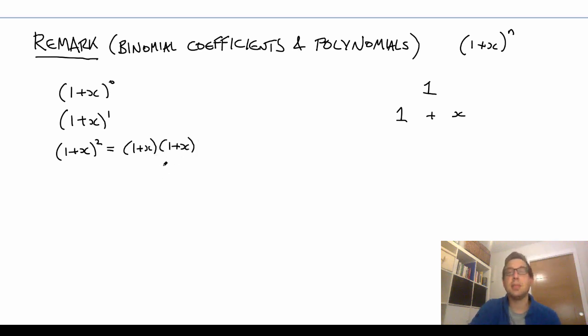Okay, and if I expand this, I'm going to get 1 out of 1, plus an x and another x, and then an x squared.